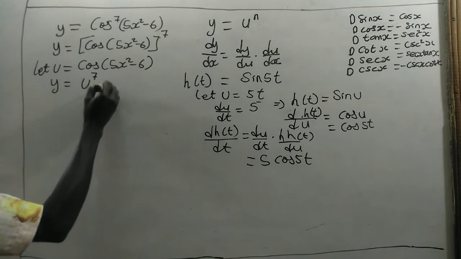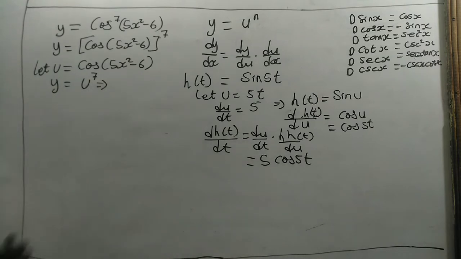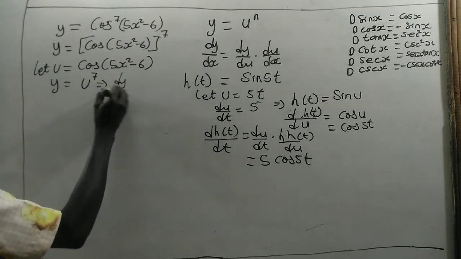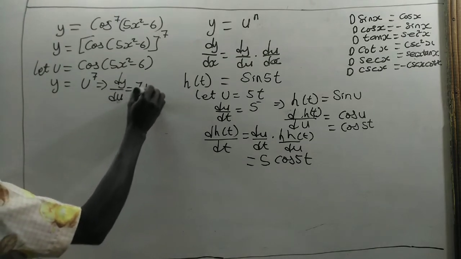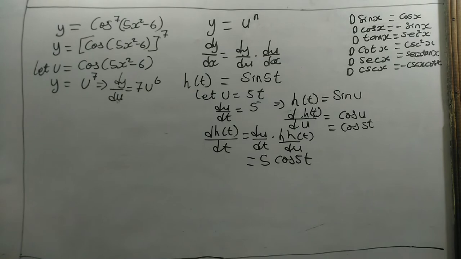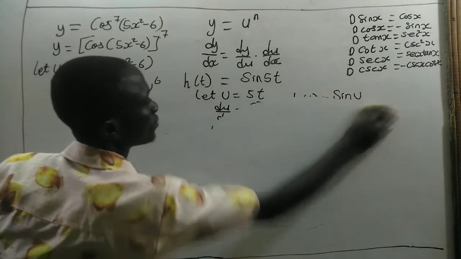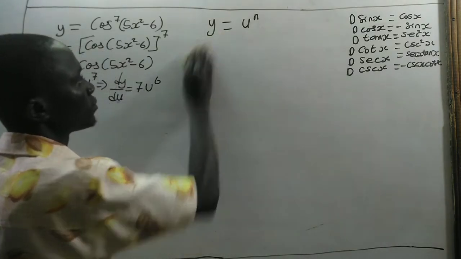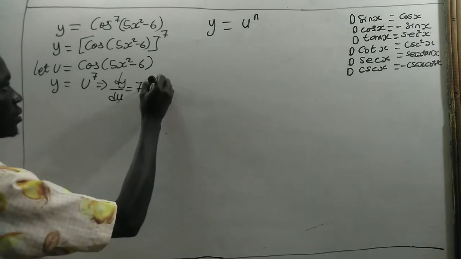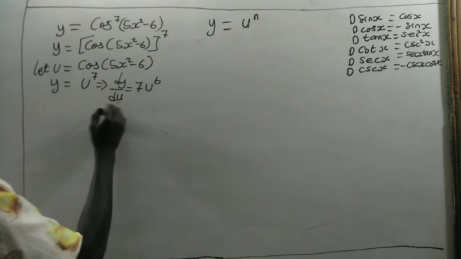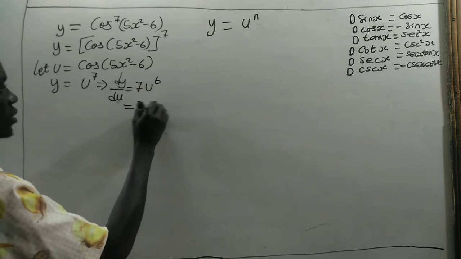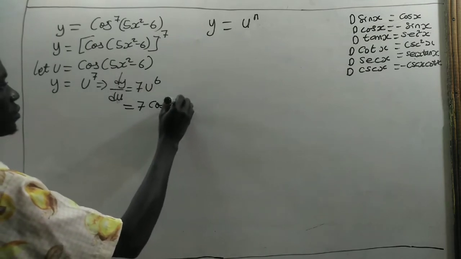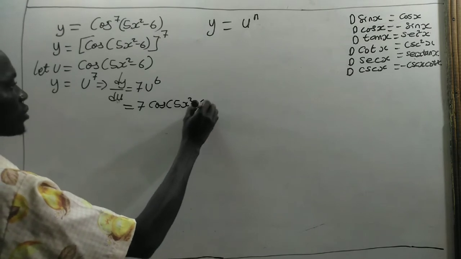So here we can just differentiate this very simply. We have the derivative of y with respect to u to be equal to 7u to the power 6. And this is the same as 7 times u, where u is cosine of 5x squared minus 6.